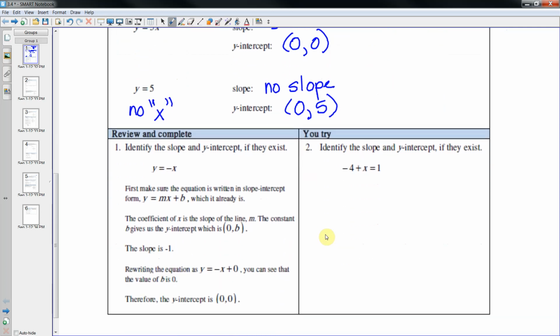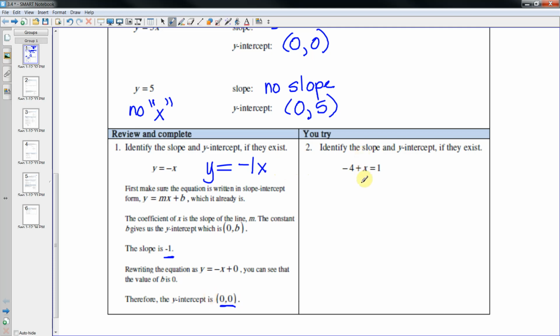Alright, identify the slope and y-intercept if they exist. So here, let's look at the left side first. We've got y equals negative x. So this is solved for y. I have an imaginary negative 1 in front of that x, so I could rewrite that as negative 1x. So that means my slope is negative 1. I do not have a constant number outside of the x, so my y-intercept would be 0, 0, just like the one we did above.